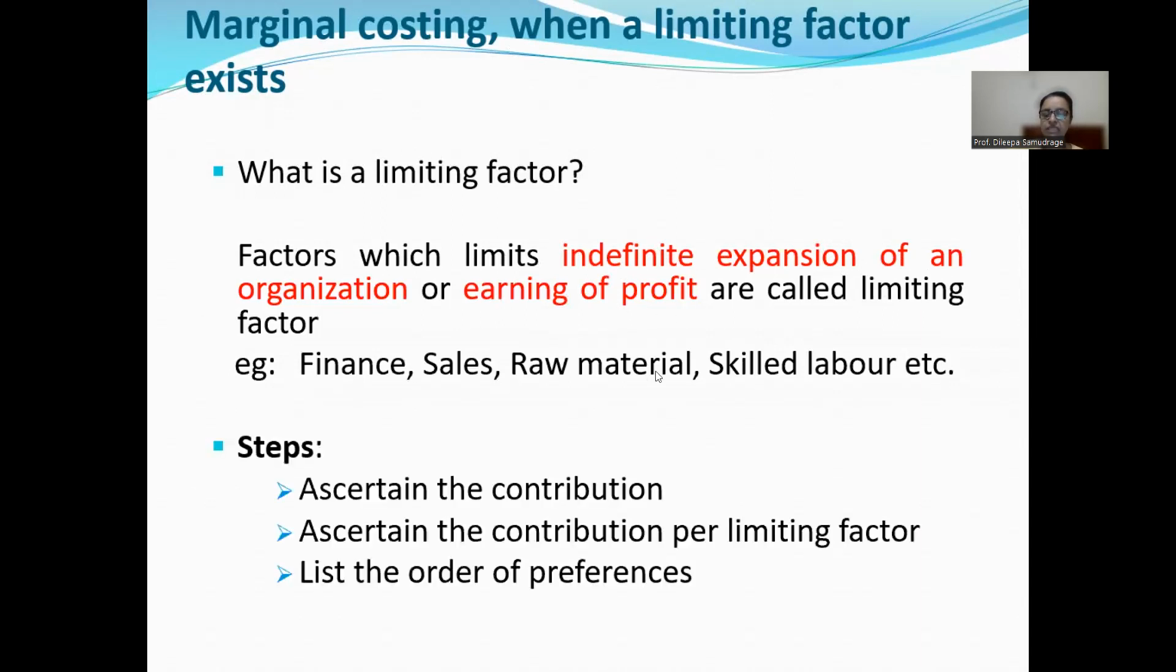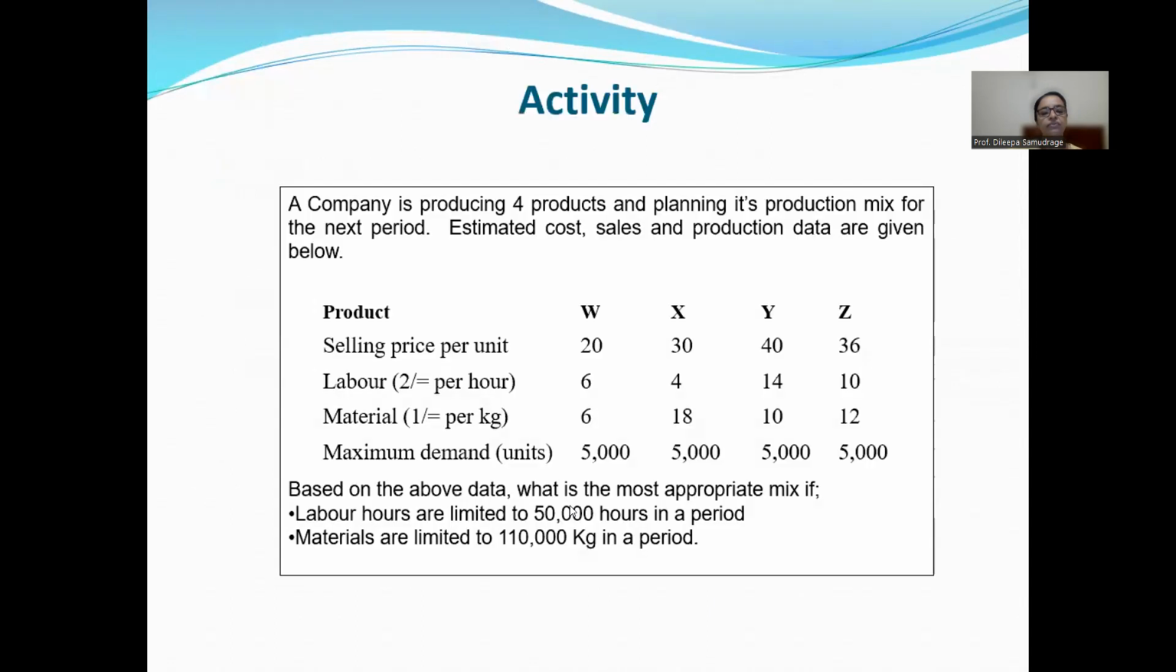So when there is a limiting factor, you have to follow these steps: ascertain the contribution per limiting factor, and list the order of preference, right? So the first group, can you do this one? Are you ready?